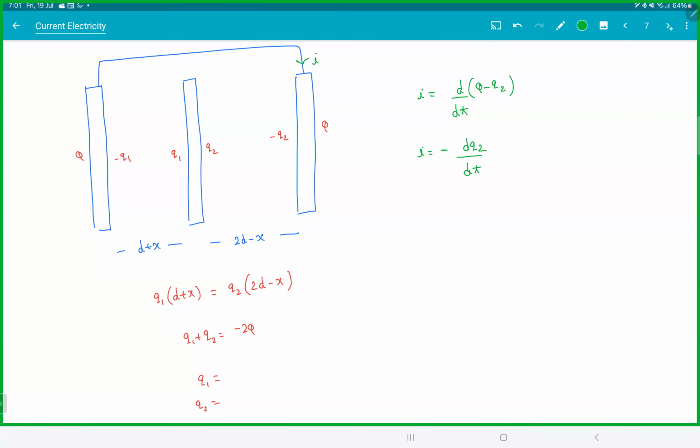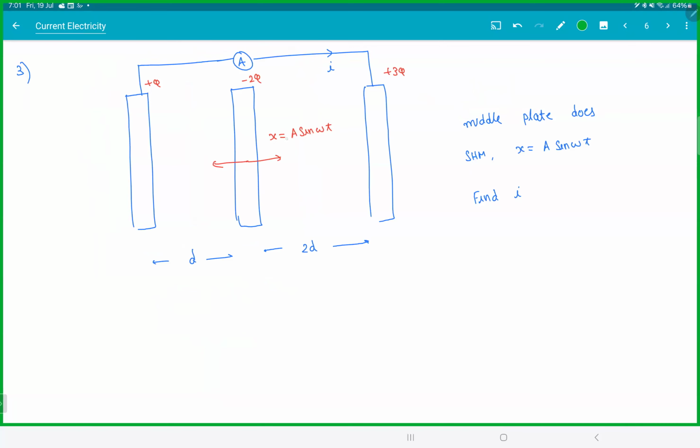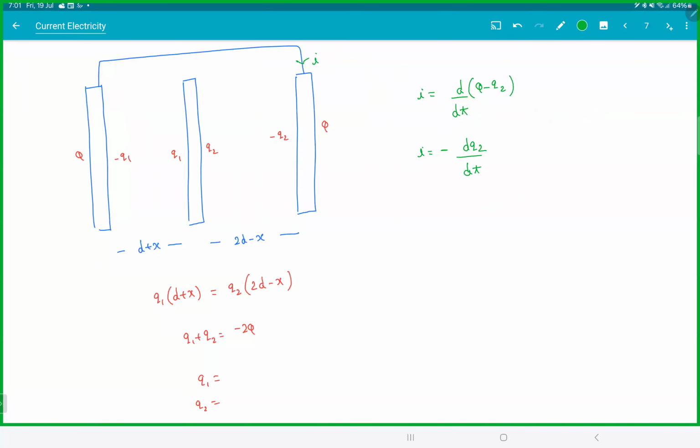Is the process clear? I could have made the question simple by saying x is equal to vt, going with constant velocity. That would be easier. So when it is oscillating in SHM, the current is also flowing in and out. That's also oscillating in SHM. You'll get an alternating current. So that's how you can create an alternating current from DC things, constant charges.